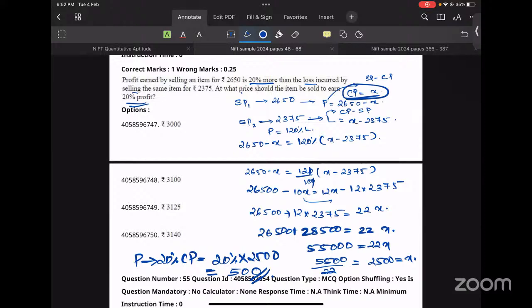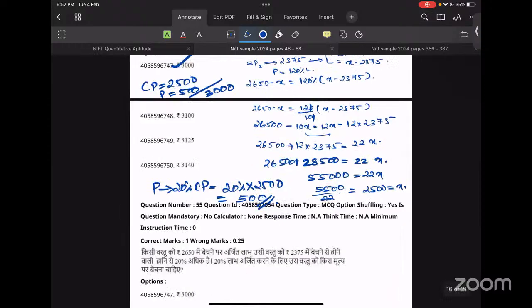So with cost price 2,500 and profit 500, the sum will be 3,000. So to earn a profit of 20%, sell it for 3,000. Only a few questions in this question paper involve this many steps or are a little confusing. All others are easy, and these are the rank deciding questions.